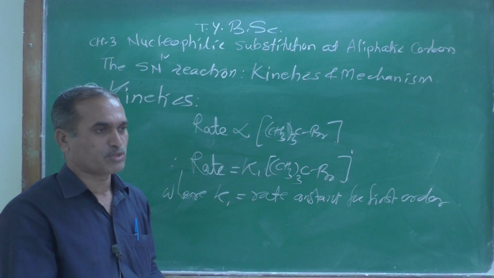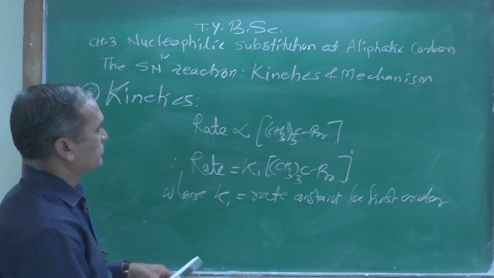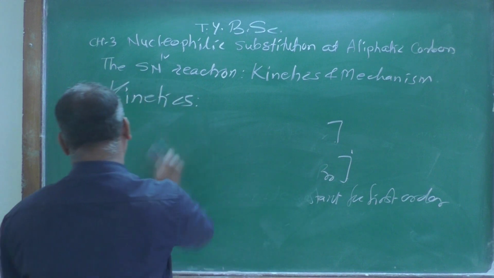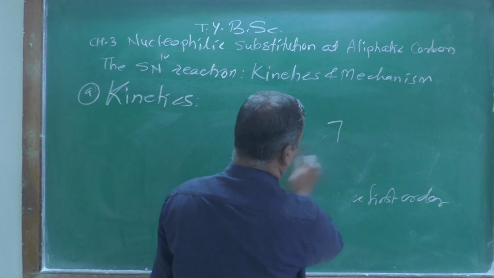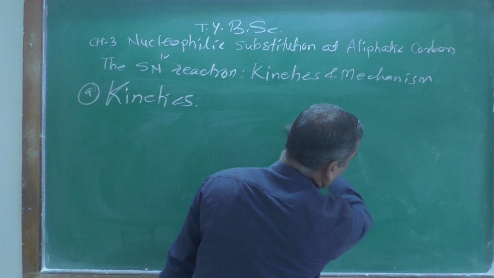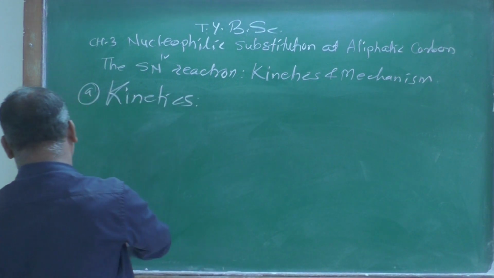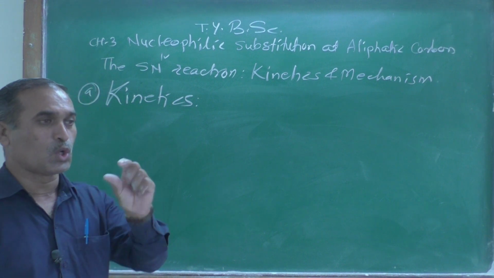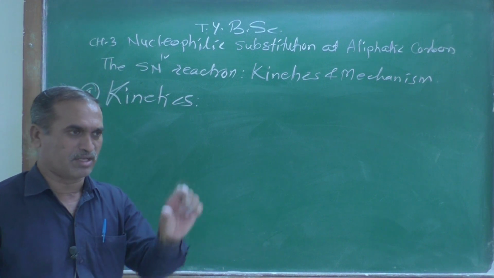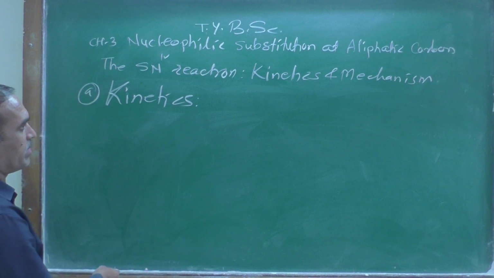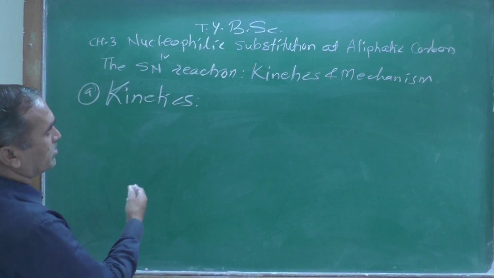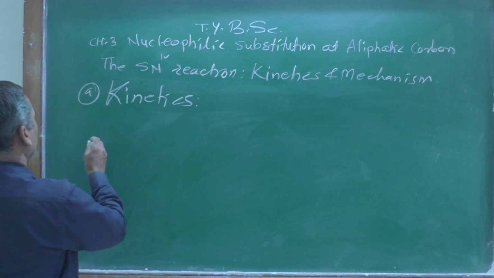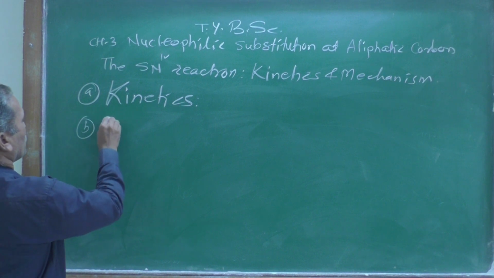What is the next point we are talking about? The second one is the proposed mechanism. Who proposed this mechanism? Last time I already told you that for the SN2 reaction, the great scientist Ingold studied this reaction, I think in 1925, and proposed the mechanism known as the SN2 and SN1 mechanism. Now let us see the second one, the proposed mechanism.